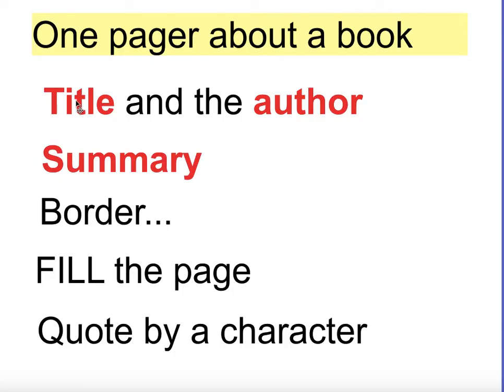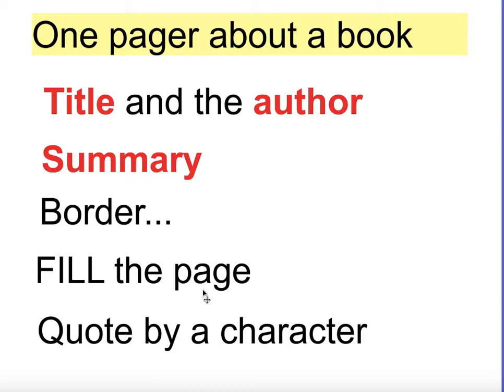So your one pager should have the title and the author. Somewhere on the one pager, there should be a summary. You should have a border. And like we said, the border should connect to your story. So if your character is a gymnast, maybe there's something to do with gymnastics. I don't know, leotards or mats or something. If it's about an adventure, maybe it takes place in the mountains. Whatever your border is, it should fit with your story.